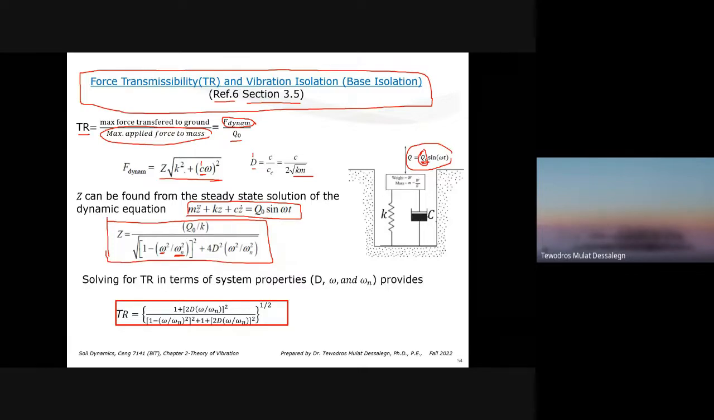So if we know Z, if we know the dynamic force is given by this equation, and if we know Q naught, and we put all this together, then the transmissibility ratio, TR, takes this simplified form: the square root of 1 plus (2 D times the frequency ratio) squared, divided by (1 minus the frequency ratio squared) squared plus (2 D times the frequency ratio) squared. So everything is known. It's basically the damping ratio and the frequency ratio.